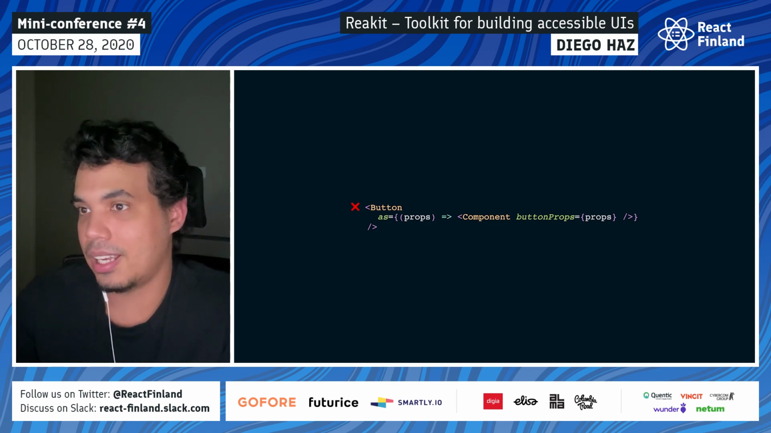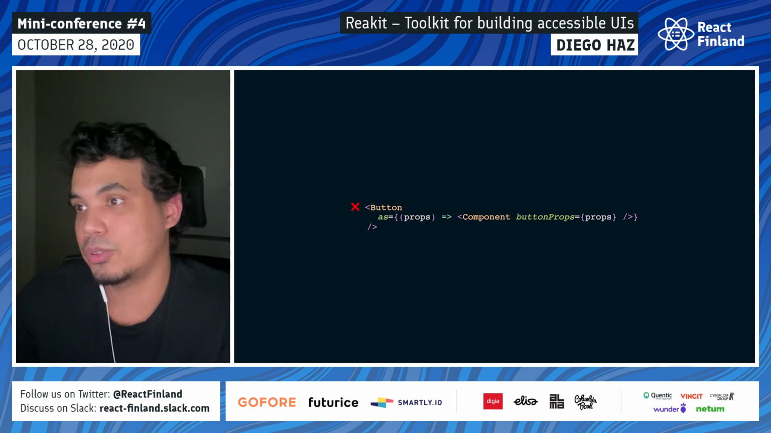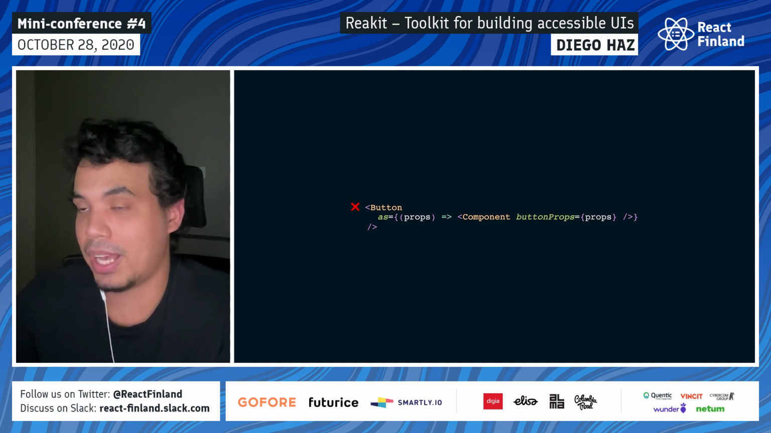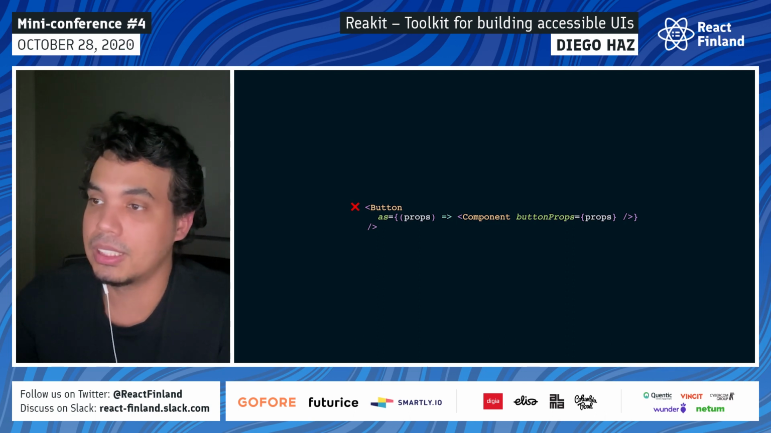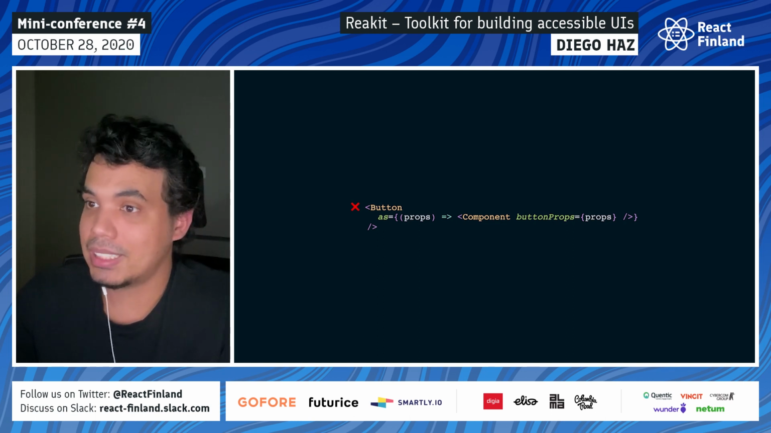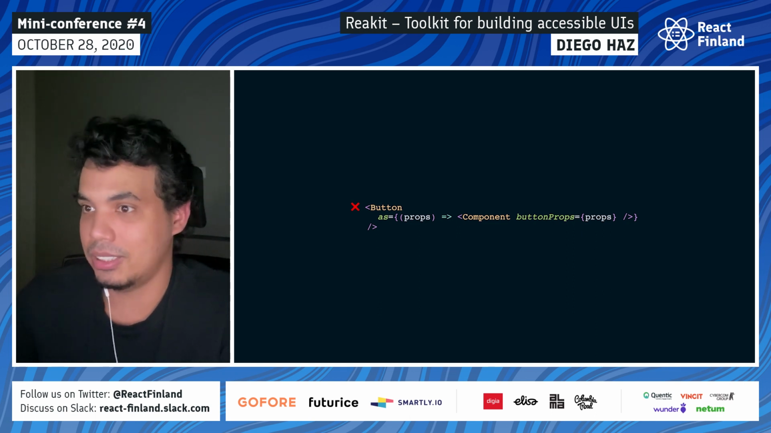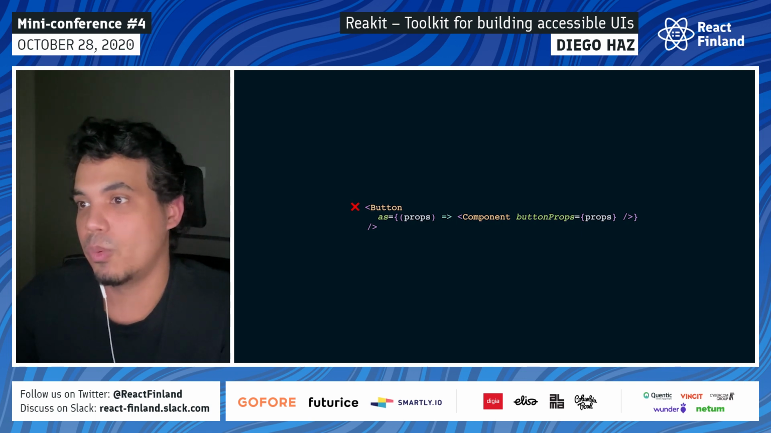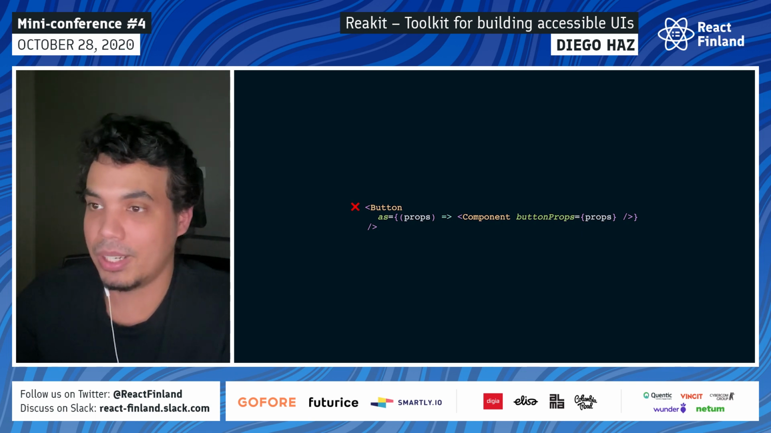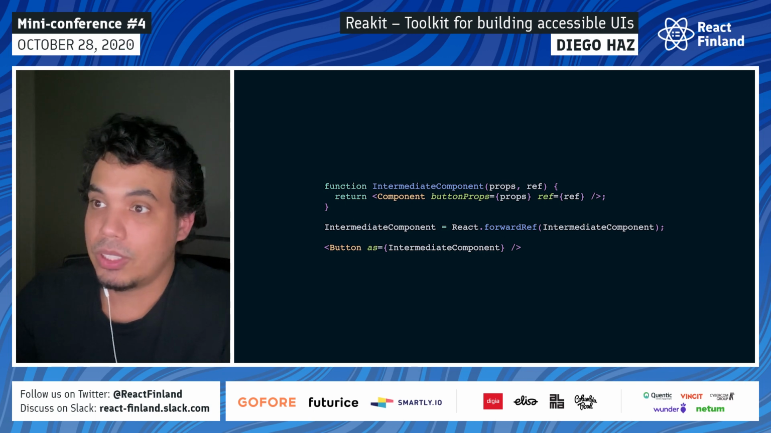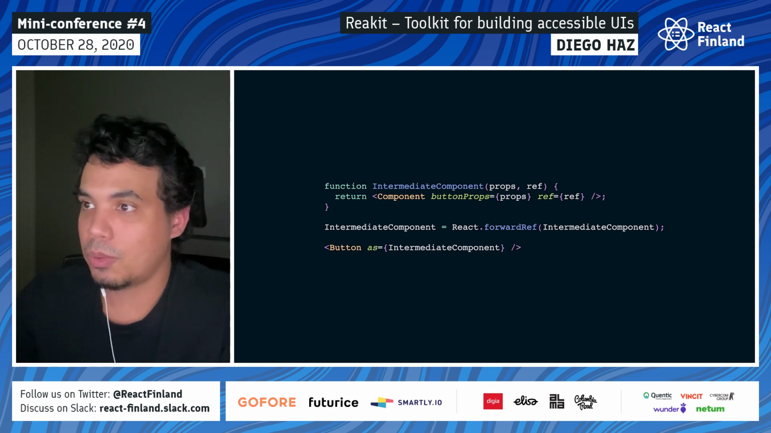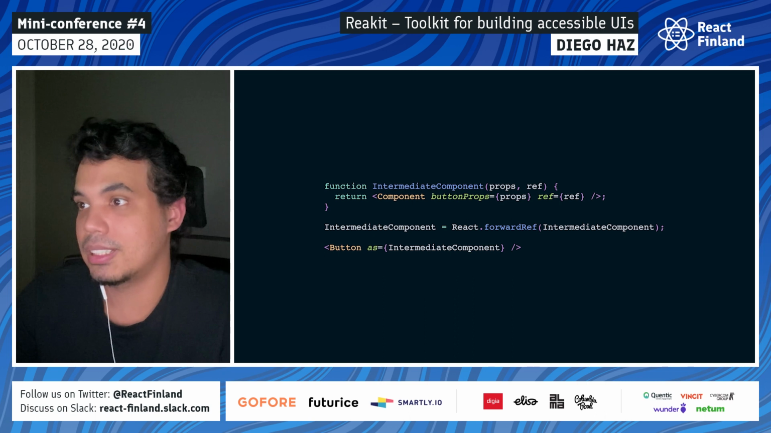You can't pass an inline function to the as prop because this prop expects to receive a component that will be passed over to React createElement. In this case, you would be passing a different component on every render, and React would not update but mount a new component on every render, which is definitely not what you want. So in order to achieve this with the as prop, you have to create this intermediate component.